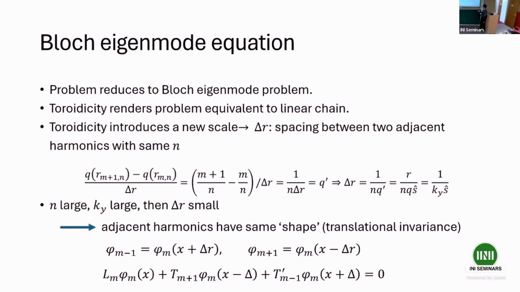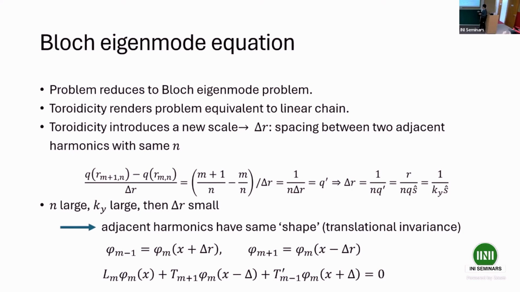One thing I need to emphasize is that toroidicity introduces a new scale, delta R, which is the spacing between two adjacent harmonics. After a simple calculation, its expression is given here. It's inversely proportional to the Ky. So if Ky is large, the spacing between two adjacent poloidal harmonics is very small. So we can assume the adjacent harmonics have the same shape. So we can relate the phi m minus 1, phi m plus 1 to phi m.